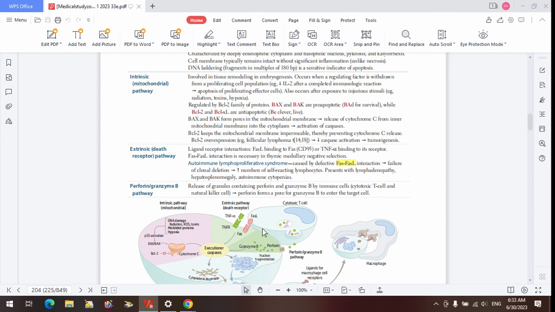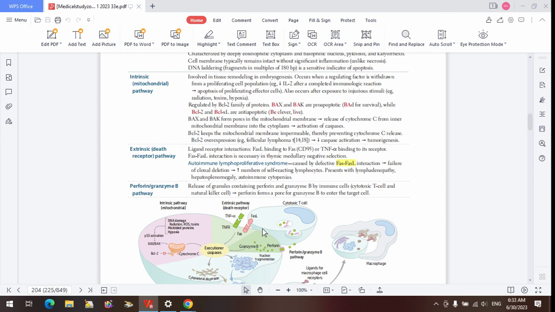If that interaction doesn't occur, we are going to have persistence of many self-reacting lymphocytes, which proliferate and accumulate in so many lymphoid organs, including the lymph nodes, the spleen, the liver, causing lymphadenopathy, splenomegaly, and hepatomegaly, and that is what we call the autoimmune lymphoproliferative syndrome.